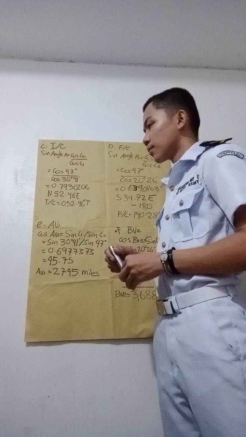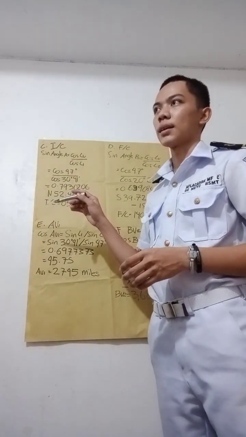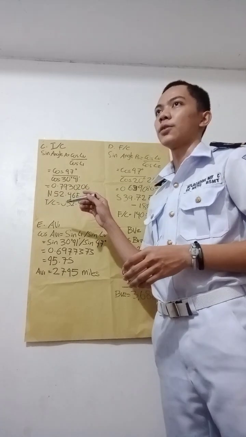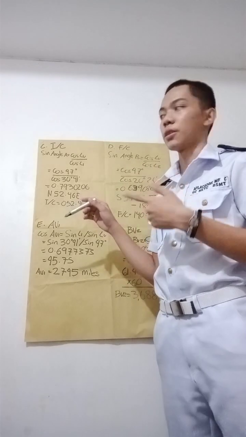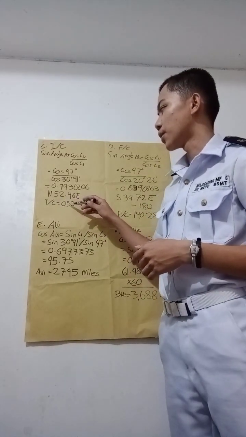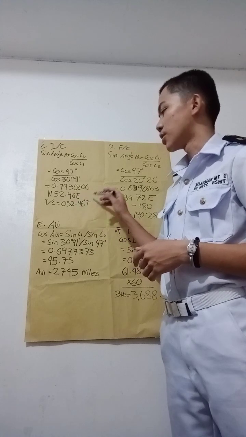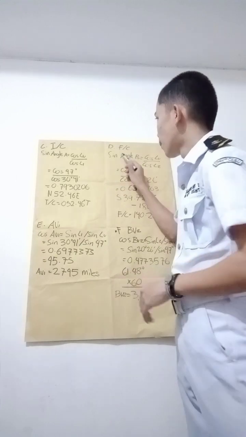And because north, we do not minus this, we plus it, because it is positive. So this is plus 0 degrees. So our total course is equal to 052.46 degrees true course. The next is we need to find the final course.